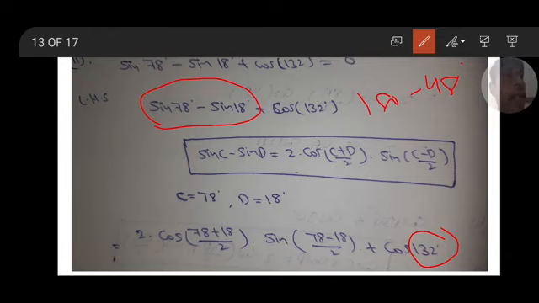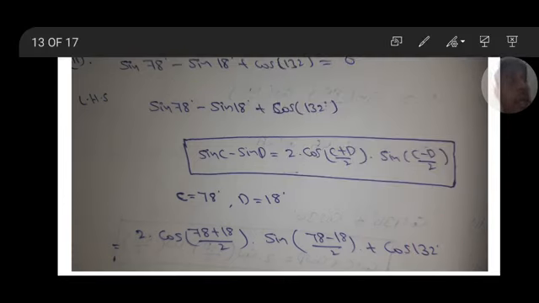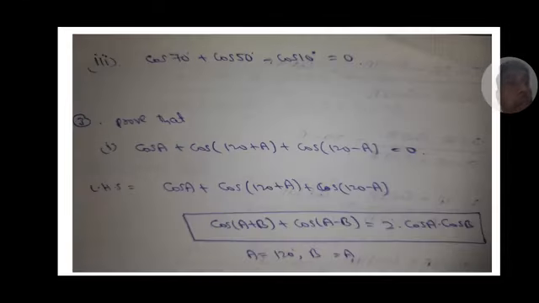132 and simplify, you get the answer minus cos 48, and cos 48 minus cos 48 becomes 0. Next, prove that cos 70 plus cos 50 minus cos 10 degrees equal to 0.